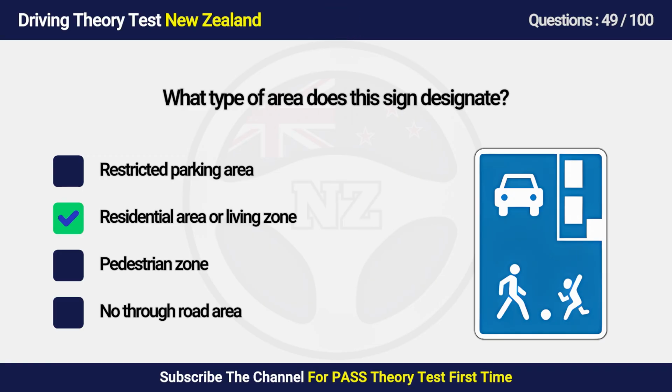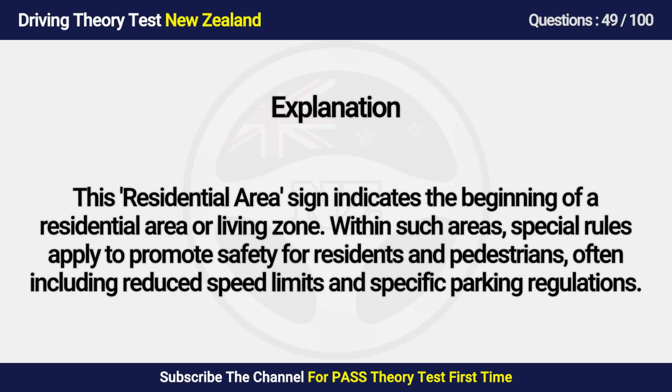Answer is B. Residential area or living zone. This residential area sign indicates the beginning of a residential area or living zone. Within such areas, special rules apply to promote safety for residents and pedestrians, often including speed limits and specific parking regulations.